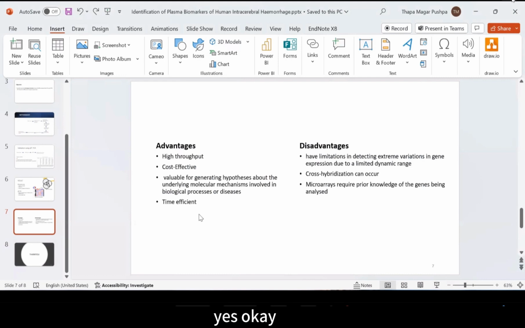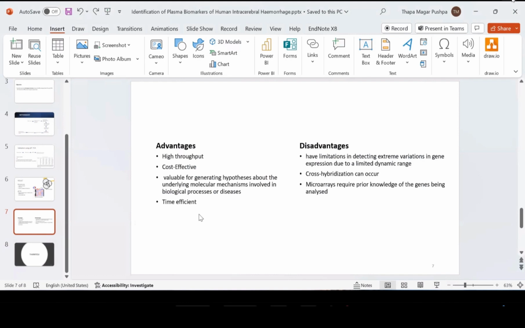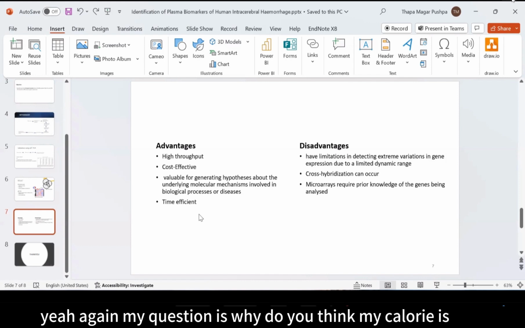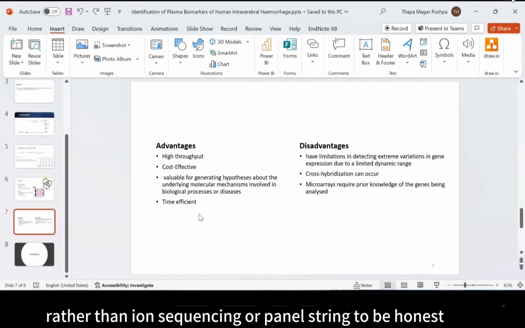Okay. So just now, you are doing the microarray, if I'm not mistaken. Yeah. Again, my question is, why do you think they want to use microarray in this experiment rather than RNA sequencing or nanostring?